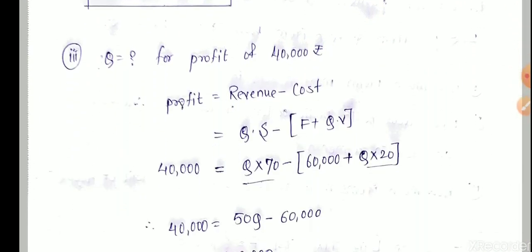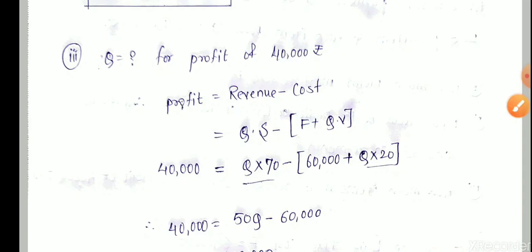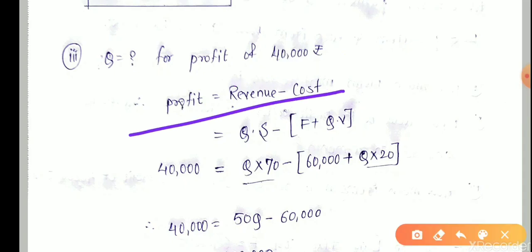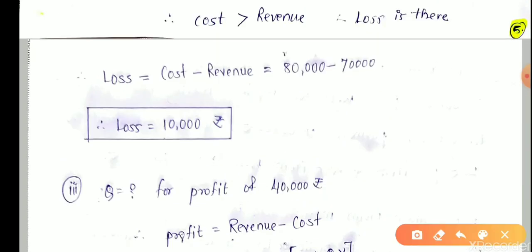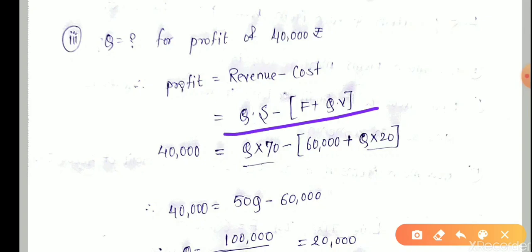This was the second sub-question. The third sub-question was how many units we have to sell for a profit of 40,000 rupees. To make 40,000 rupees, how many units do we have to manufacture and sell? Profit is equal to revenue minus cost, obviously, and loss is equal to cost minus revenue. Profit is equal to Q into S minus F plus QV.